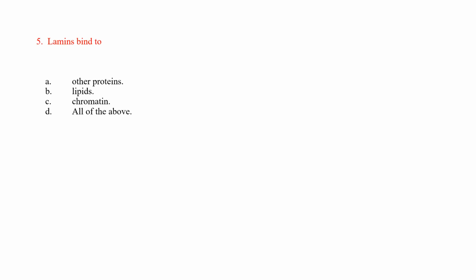Lamins bind to A, other proteins, B, lipids, C, chromatin, or D, all of the above. And the answer to number 5 is also all of the above, letter D. Lamins do bind to other proteins, lipids, and of course to different forms of chromatin, both euchromatin and heterochromatin.